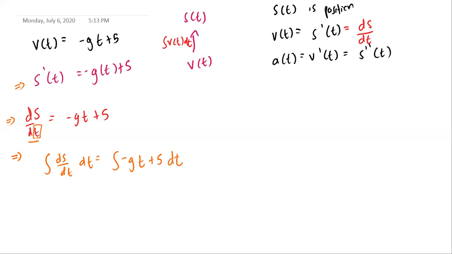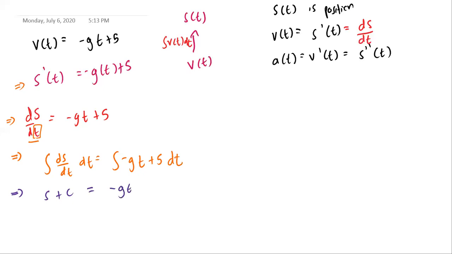Then again, we're integrating with respect to t. Simplify both sides. An antiderivative for ds/dt is, of course, s by definition. Because what's an antiderivative? A function whose derivative equals ds/dt in this case. Well, the derivative of s equals ds/dt. So s is an antiderivative. We have the constant because it's an indefinite integral.